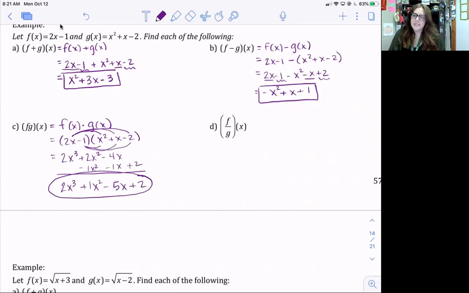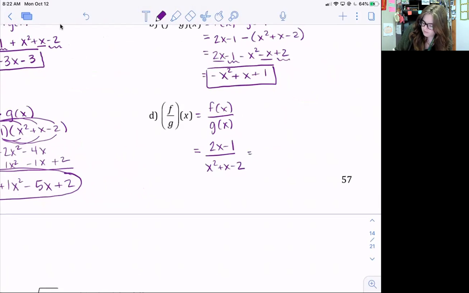And lastly, looking at D, we have f divided by g of x, which means we're doing f of x divided by g of x, which can simplify. So we have 2x minus 1 over x squared plus x minus 2. So we do need to check, can we factor our denominator? So are there any factors of negative 2 that add to be 1? And there are. Okay. We would have our 2x minus 1 divided by x plus 2 times x minus 1. But notice, nothing can cancel. Okay, that's not the same thing on the top and the bottom. So this is our factored form.